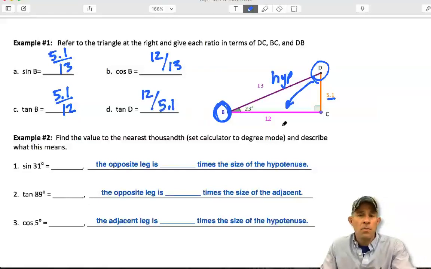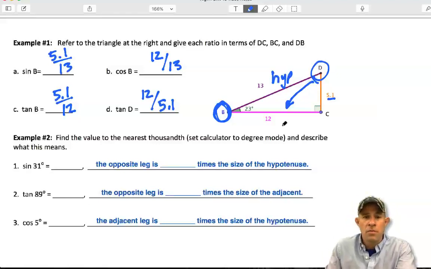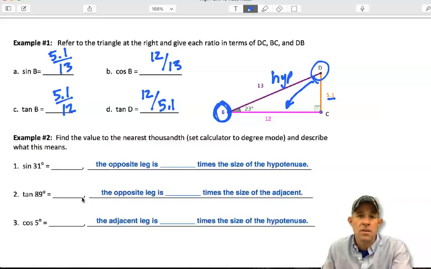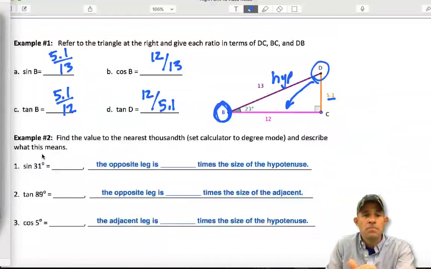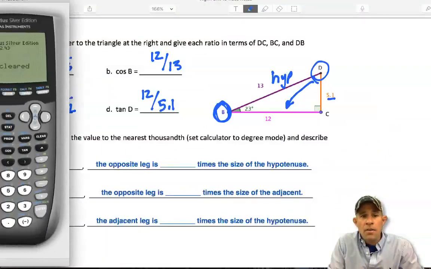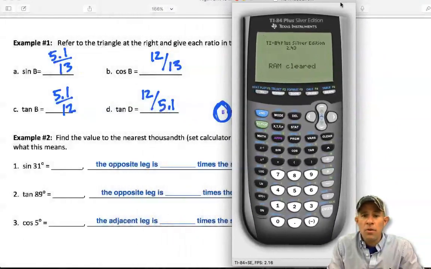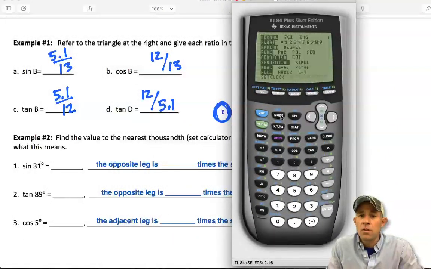Okay, go ahead and grab your graphing calculator here. For the next little section, we're going to take a look at calculating some of these sine, cosine, and tangents using our graphing calculator. All right, now the first thing to note is when you grab your graphing calculator, we need to go to our mode and make sure that our mode is set to degrees. So come down here to that third line, head over to degrees, and press enter. All right, now we're ready to calculate.